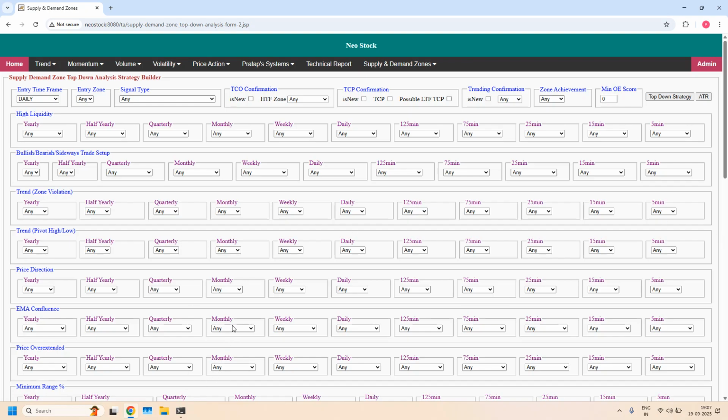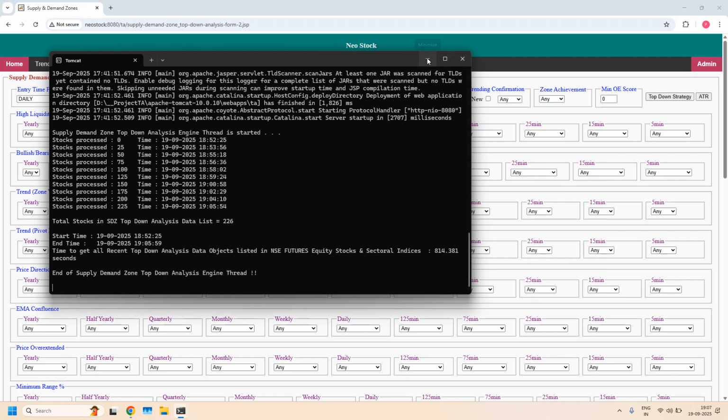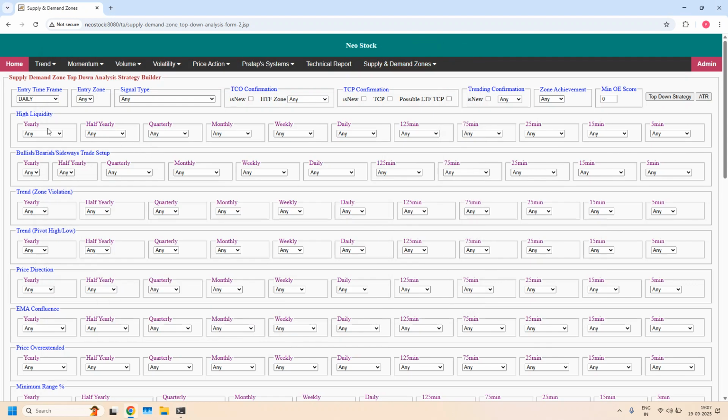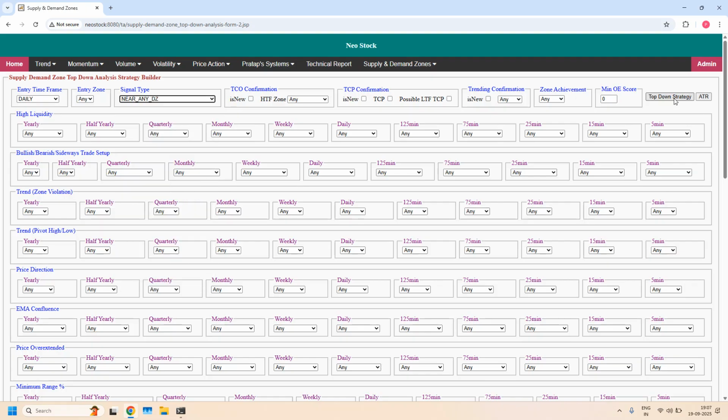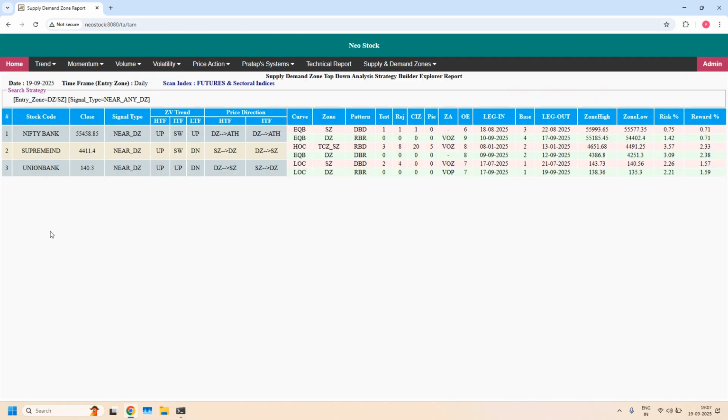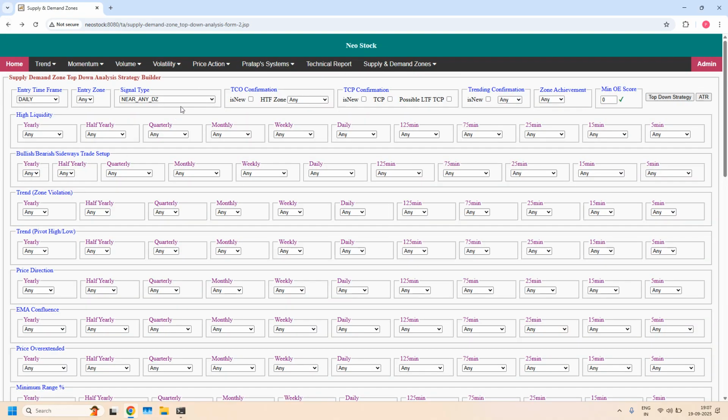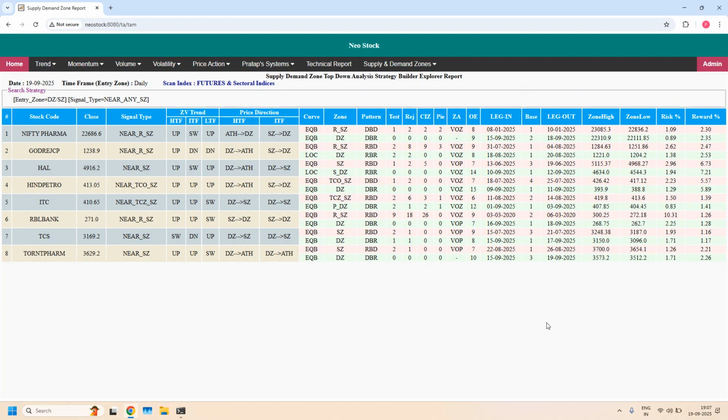First, let me check. Process is completed. Good. Okay. Now, starting with the daily time frame, stocks near to the daily demand zone. We got 3 stocks. And we don't have any high liquidity daily demand zones from this list. Next, stocks near to the daily supply zone. We got 8 stocks.